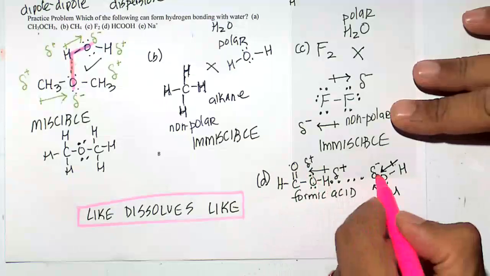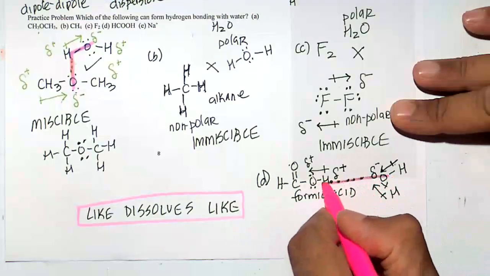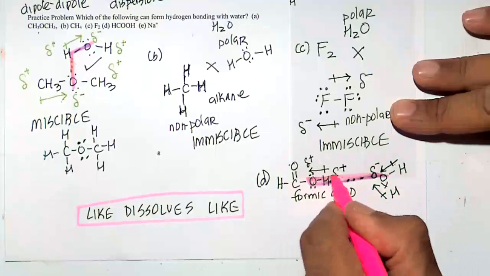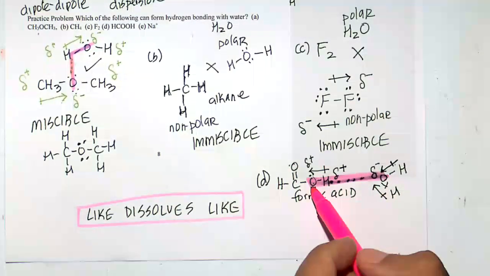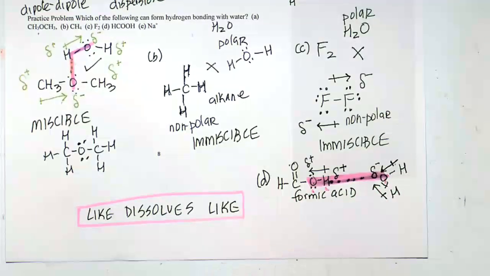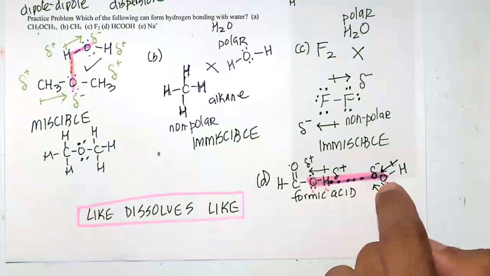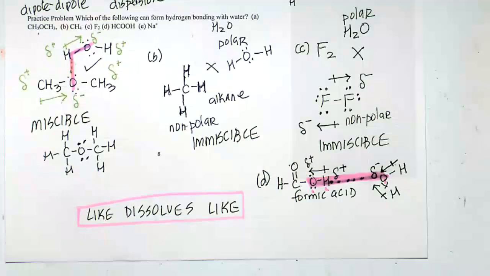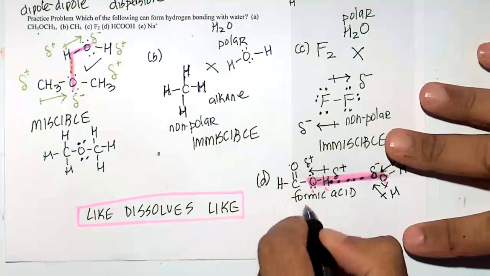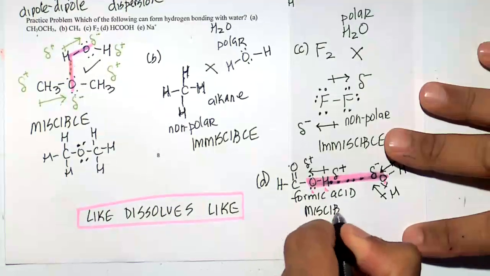And check this out. It's going to be O-H-O. Okay. That would be your hydrogen bonding pattern. Partial positive, the partial negative. Okay. Yeah. O-H-O. Wait, miscible or immiscible? Miscible.